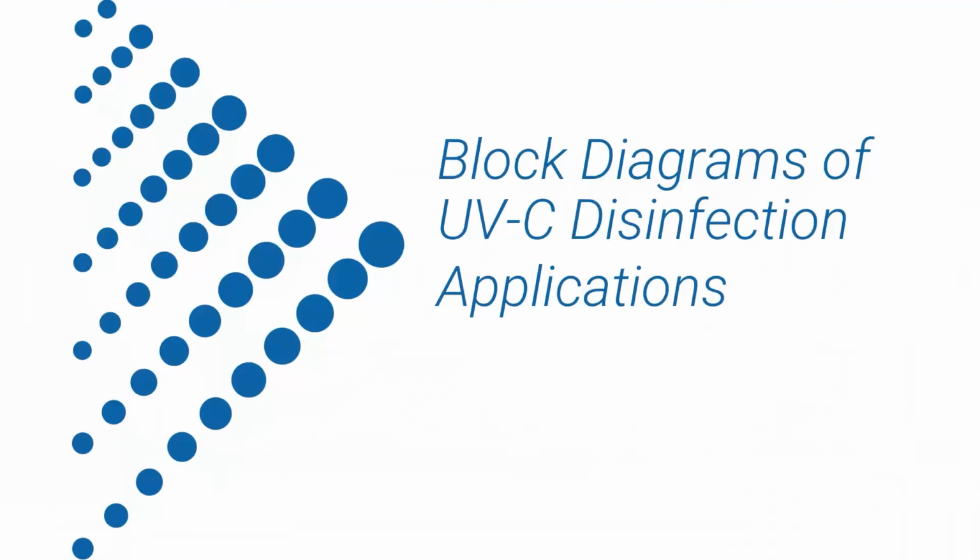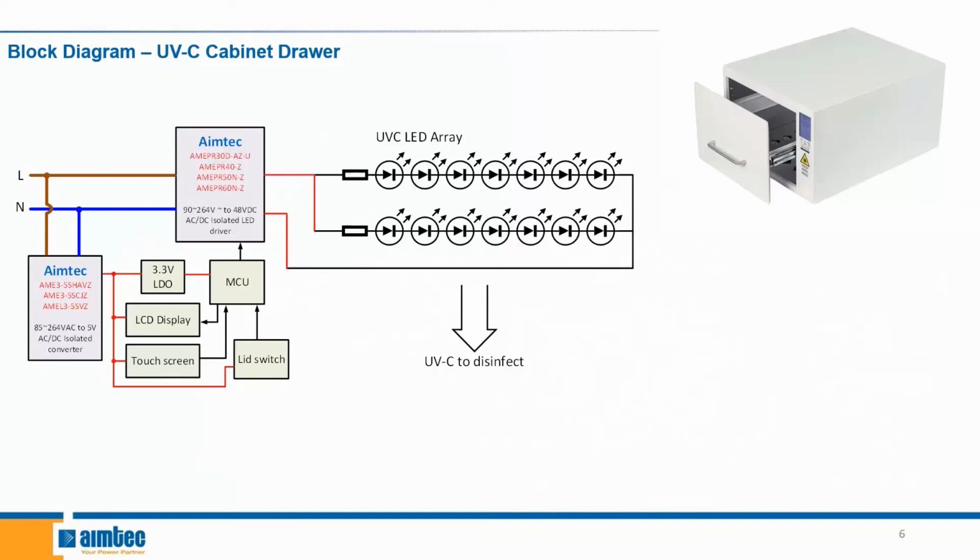Now that we have a better understanding about what UVC disinfection entails, let's have a look at how Aimtec models can be used to power these disinfection processes. First off, we'll look at the UVC cabinet drawer. This is simply a cabinet where we insert the item that we want to be disinfected into the cabinet drawers, and then the lights will do that for us.